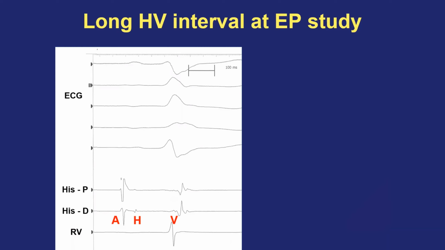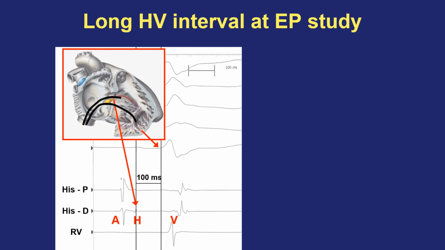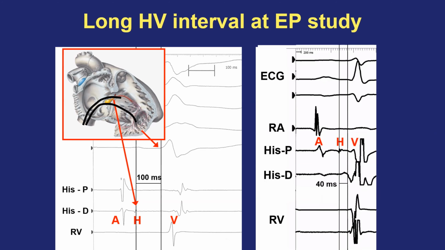Normally, the HV interval with a normal His-Purkinje network is about 40 to 60 milliseconds. And in this case, it actually is about 100 milliseconds, which even though it's only 40 milliseconds beyond the upper limit of normal, for a His-Purkinje system, that's really, really abnormally slow, suggesting disease in the His-Purkinje system, even if we hadn't seen block occur. And for comparison, here's a normal HV interval of 40 milliseconds.